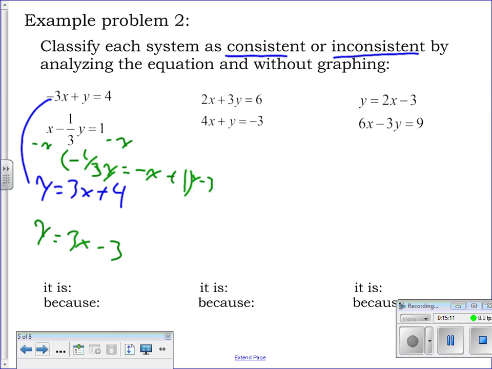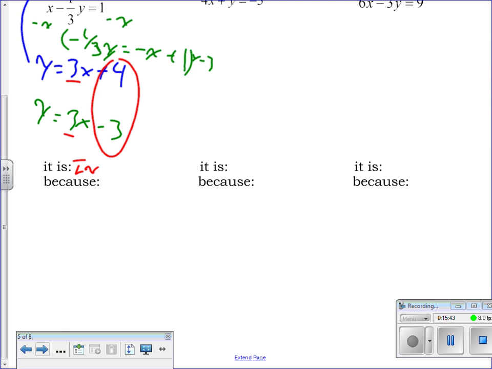Okay. So the question is, is this consistent or inconsistent? What kind of lines are these two lines? They're parallel lines. The slopes are the same, but the y-intercepts are different. These are parallel lines. Slopes are the same, y-intercepts are different. It is inconsistent because they are parallel lines.